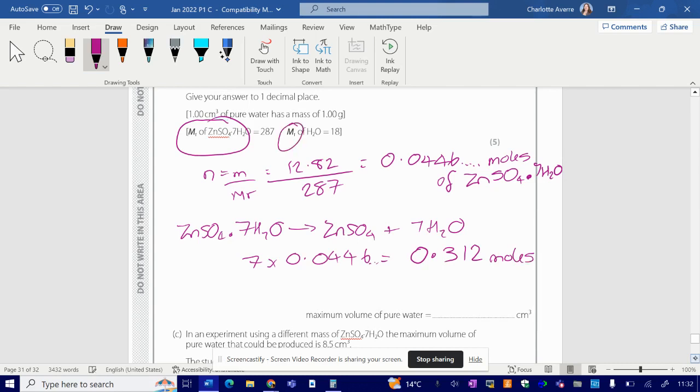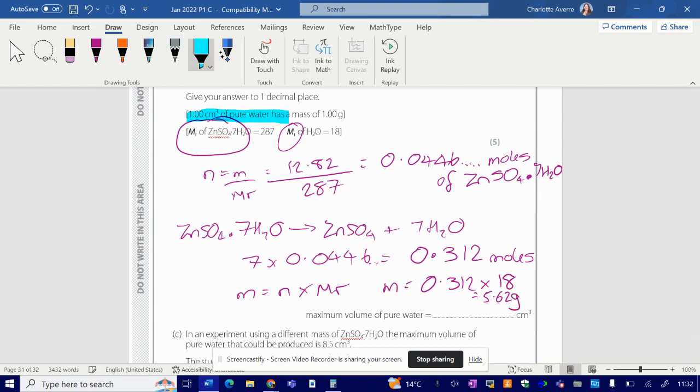I know that the MR of water is 18, so mass is equal to number of moles times the MR. Mass is equal to 0.312 multiplied by 18, which gives me 5.62 grams. And it has also told me in the question that 1 centimetre cubed of pure water has a mass of 1 gram. So if the water I've got weighs 5.62 grams, that means I've got 5.62 centimetres cubed of water.